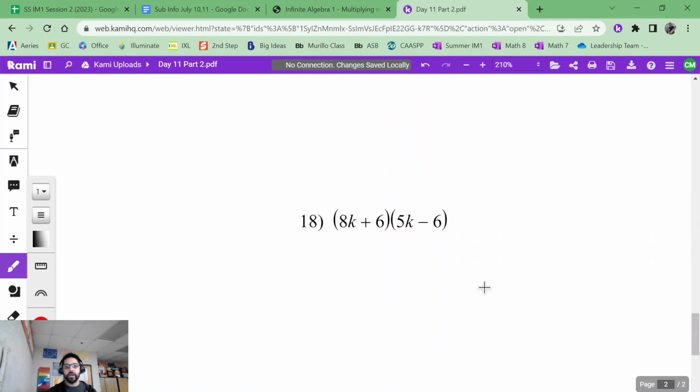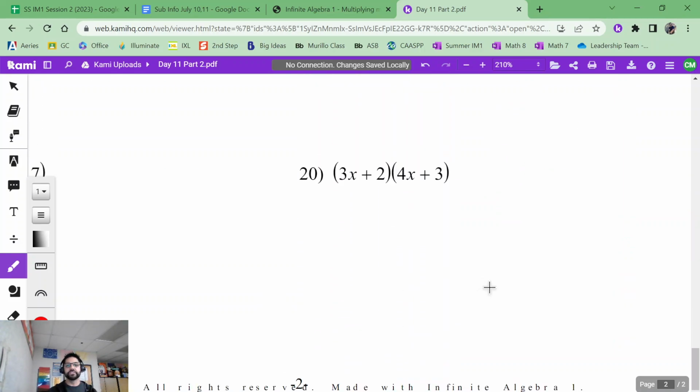All right, let's see here. Let's try one on the back. Ooh, let's do number 20. Number 20 is a nice, easy one, all positives. So again, reminding you, if you have all positives, you don't have to be as careful, but still be careful. Because a lot of students get confused with the signs, or they just make small mistakes with the signs. All right, last one helping you here. Nice little dot. 3x, 2. 4x, 3.